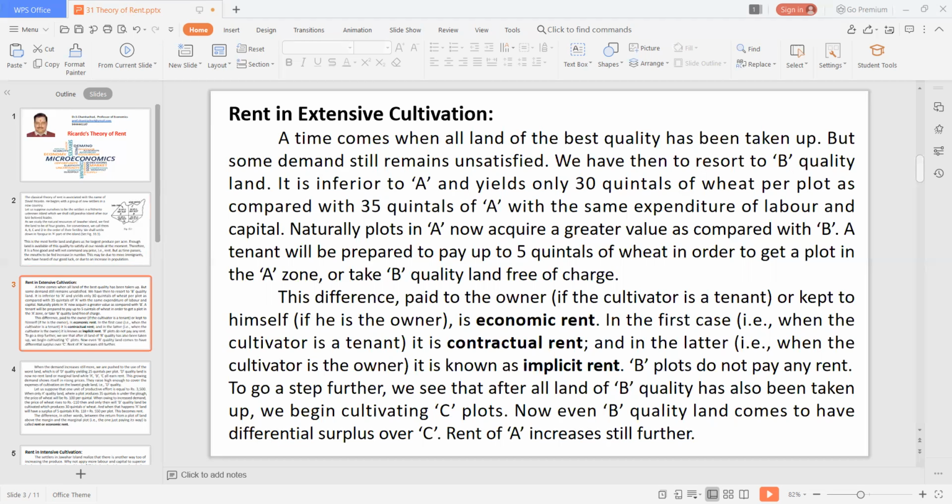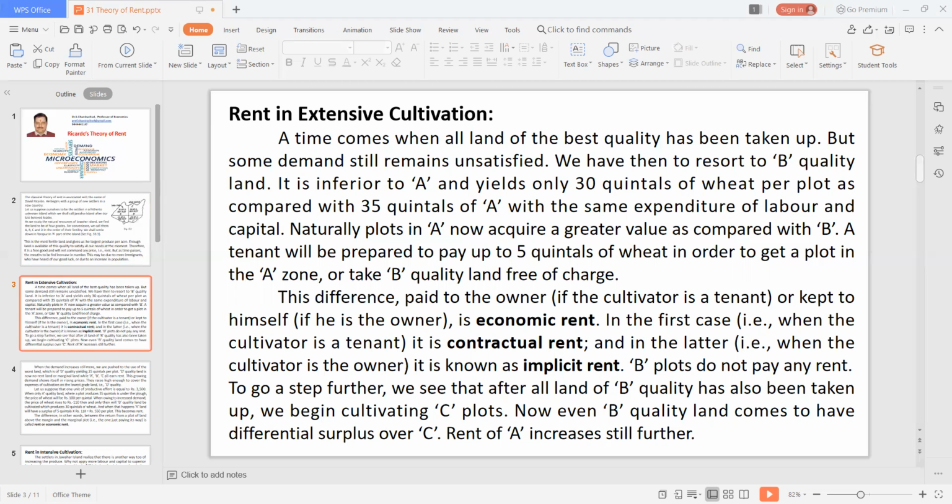Why? Because the tenant will be prepared to pay up to 5 quintals of wheat in order to get the plot of A zone. Because B will give only 30 quintals, it is free of charge, but A gives 35 quintals, so that excess 5 quintals he is ready to bear and can pay as rent. This difference paid to the owner, or kept by himself if he is the owner, is economic rent because he is able to get more quintals of wheat. In the first case, when the cultivator is a tenant, it is a contractual rent.